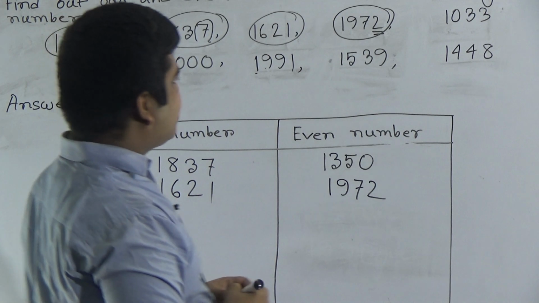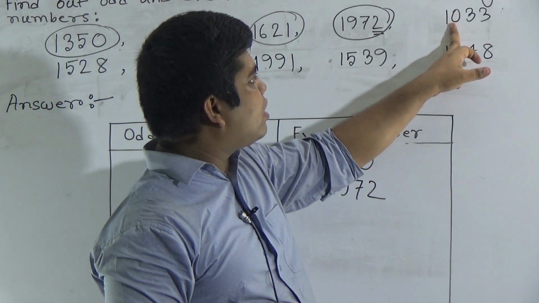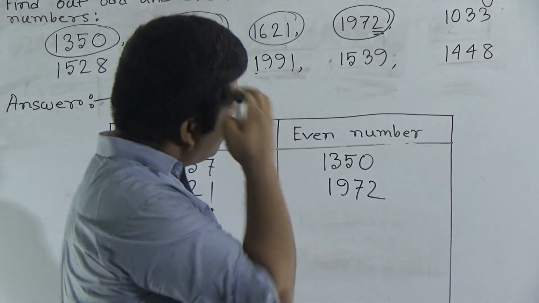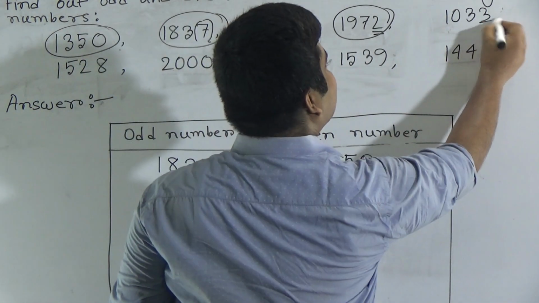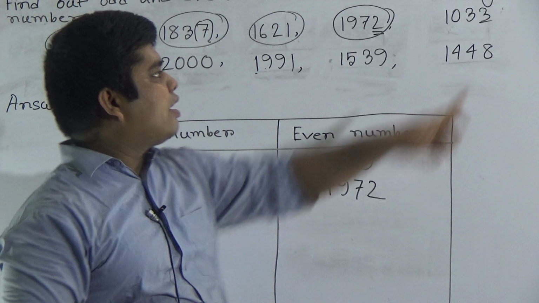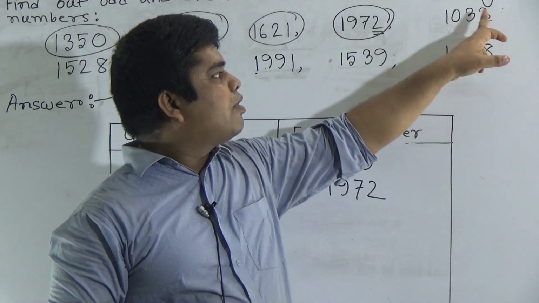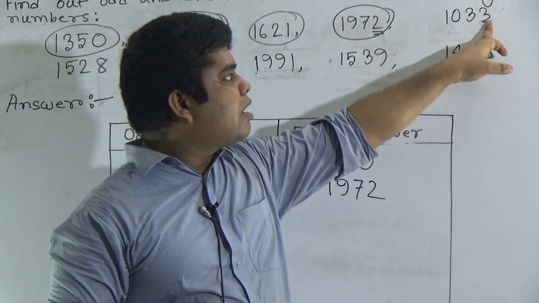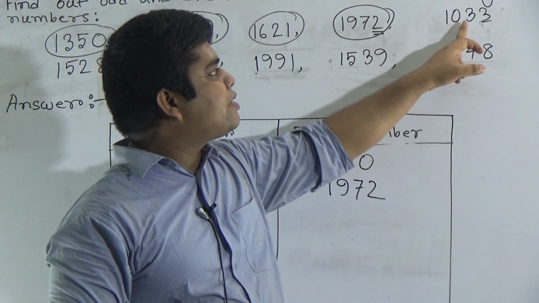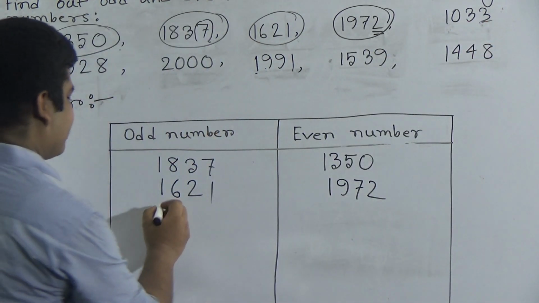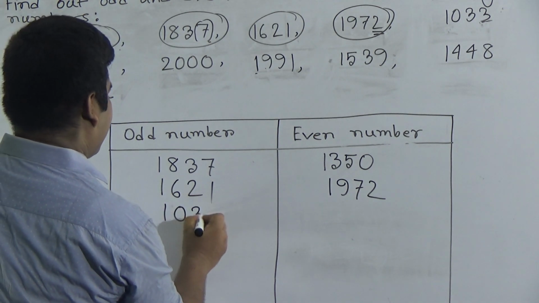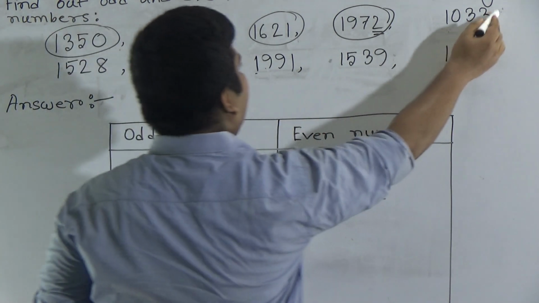Next we shall check our next number, 1033. My dear student, 1033, we check only its ones place digit. It is 3, and 3 is the notation of an odd number. As 3 is an odd number, so we can say 1033 is an odd number, and we write it in the odd number box. So 1033, and this is done.